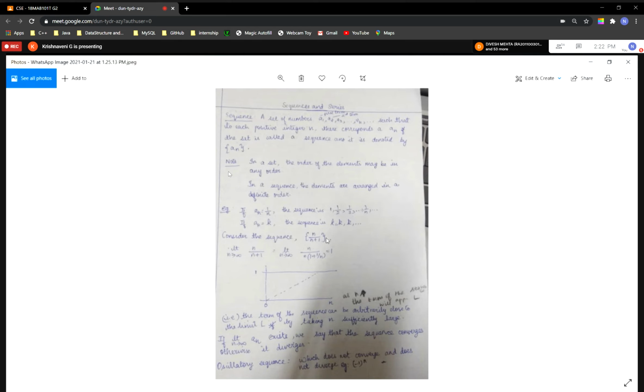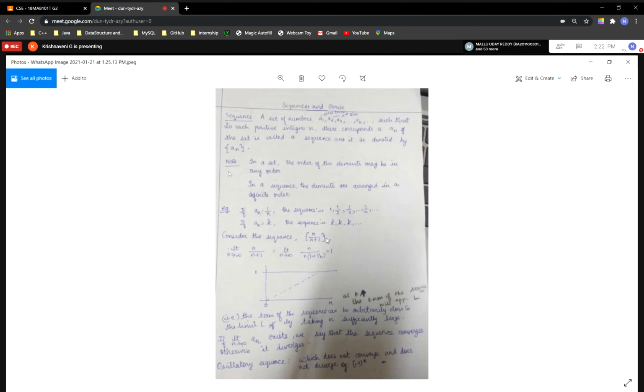Okay, we are considering one sequence, n by n plus 1. Here the limit, n tends to infinity. What will be the value? Limit n tends to infinity of n by n plus 1. In the numerator n; in the denominator take n common outside: n into (1 plus 1 by n). 1 by infinity value is 0. We are getting 1. Okay, limit n to infinity of n by n plus 1 equals 1.